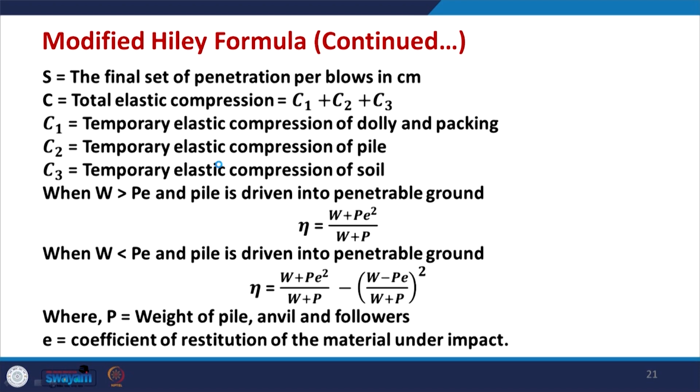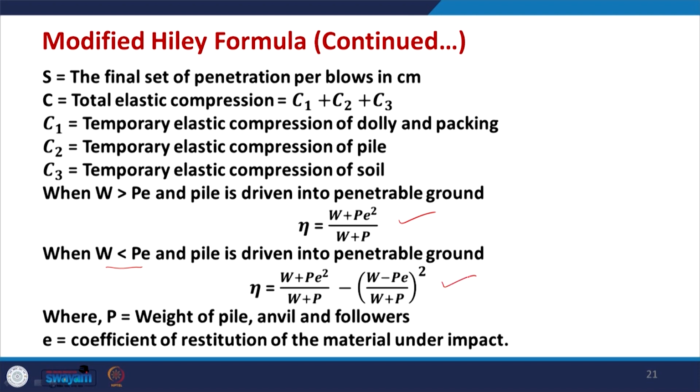What is C1? Temporary elastic compression of dolly and packing. C2 is temporary elastic compression of pile, and C3 is temporary elastic compression of soil. When W is greater than P and pile is driven into a penetrable ground, then eta efficiency is given from this relation, whereas if W is less than P and pile is driven into penetrable ground, then eta is given from this relation.